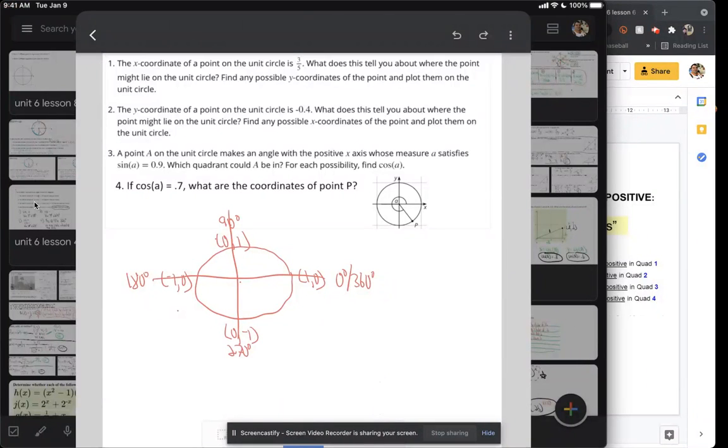We have 4 of them. The x-coordinate of a point on the unit circle is 3/5. If you're wondering, 3/5 is approximately equal to 0.6 as a decimal. What does this tell you of where that point might lie on the unit circle? Find any possible y-coordinates of the point and plot them on the unit circle.